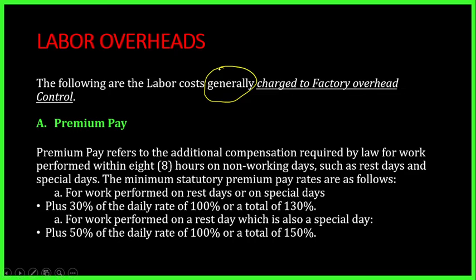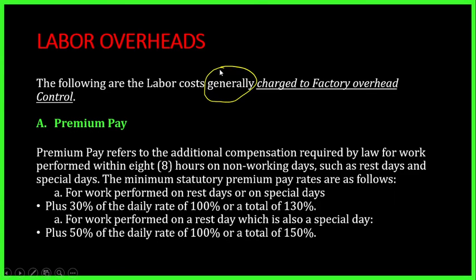Now, it's stated that the minimum statutory premium are as follows, no? For work performed on rest days or on special days, okay, you get 30% more. So, this means that your daily rate will be multiplied by 130%. Okay, so if for one day your salary is, let's say, 1,000 pesos, ayan, and then you were required to work on your rest day, you will be receiving 1,300 pesos. Okay, so, ayun.